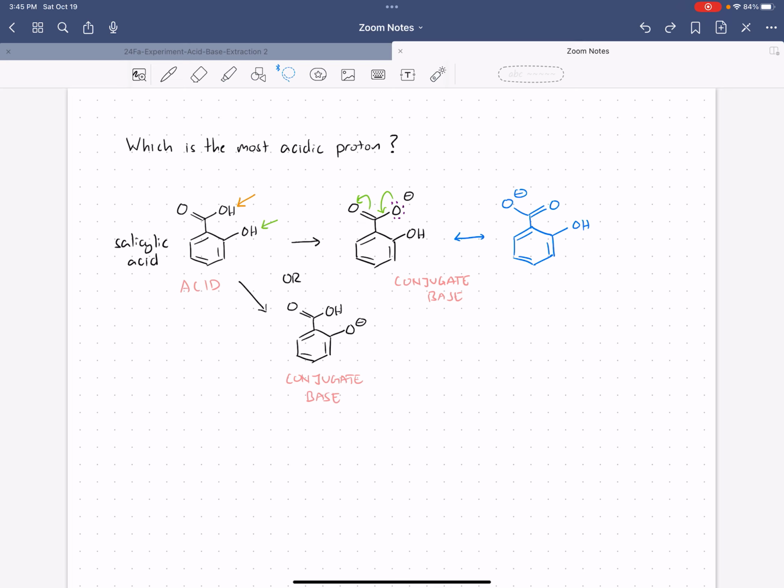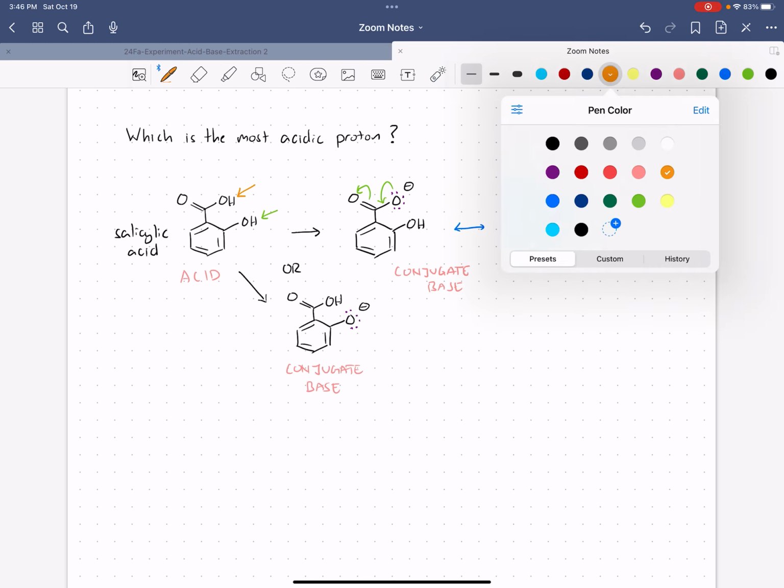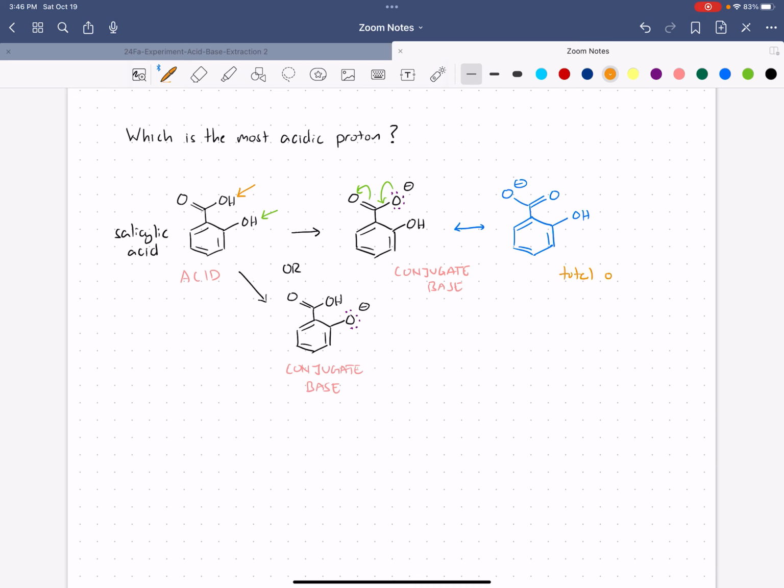Let us take a look at our other option, where the conjugate base is on this oxygen. Now, is there a big difference here? Well, let's see what kind of resonance structures we can get. Before I move on, I might have said this already, we have a total of 2. Let me write that down. We have in orange a total of 2 resonance structures or contributors. And the negative charge is shared between 2 electronegative oxygen atoms.